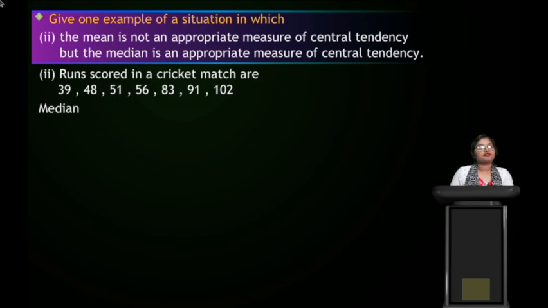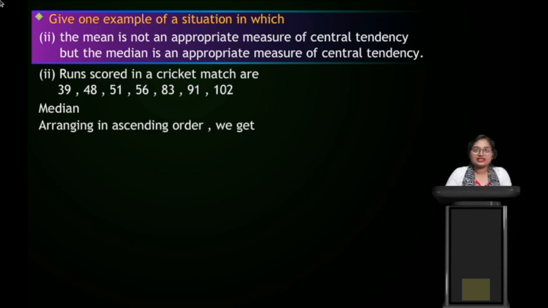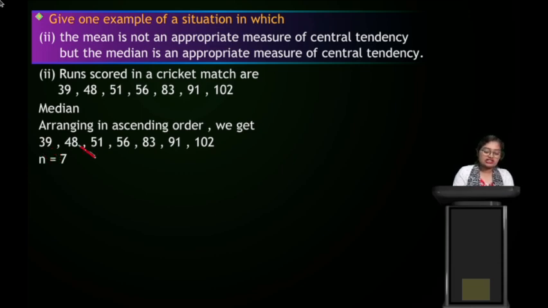So now let's find out the median for this data. What we have to do first? We have to arrange the data into an ascending order, right? As you can see here, the data are already arranged in an ascending order, so no need of doing that. We can write as it is. Then what is the next step? We have to find out the number of observations. As you can see here, the number of observations is 7.